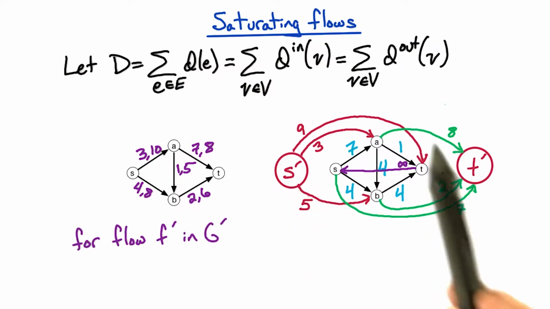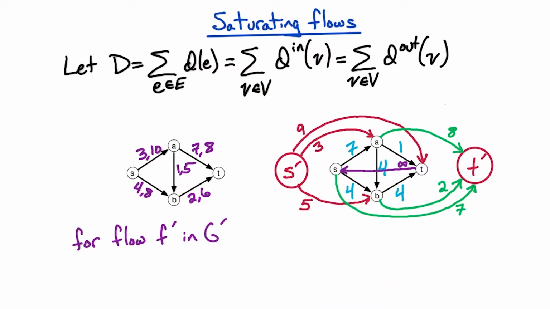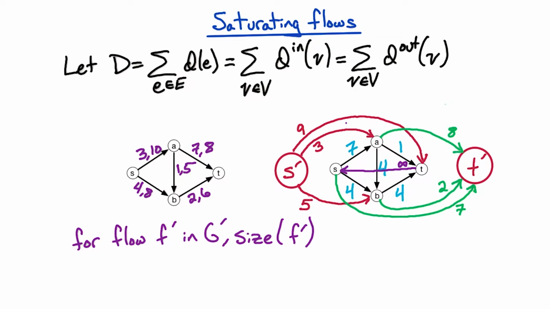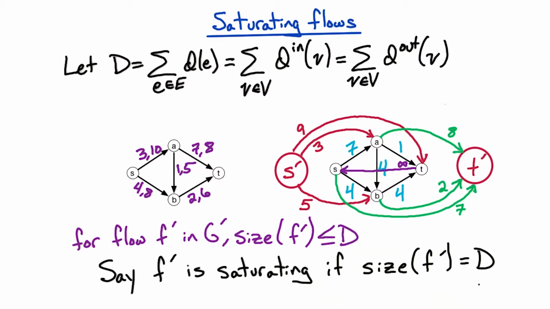So if we look at a valid flow F prime in this new graph G prime that we constructed, what do we know about the size of this flow F prime? We know it's upper bounded by the total capacity out of S prime, or the total capacity into T prime. Both of those quantities are capital D, so the size of this flow F prime is at most capital D. Therefore, we say this flow F prime is saturating if the size of this flow F prime is capital D. This means that this flow F prime is of maximum size.